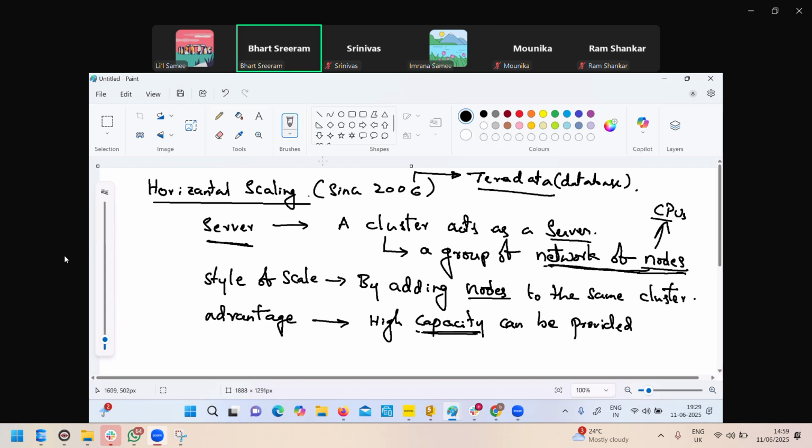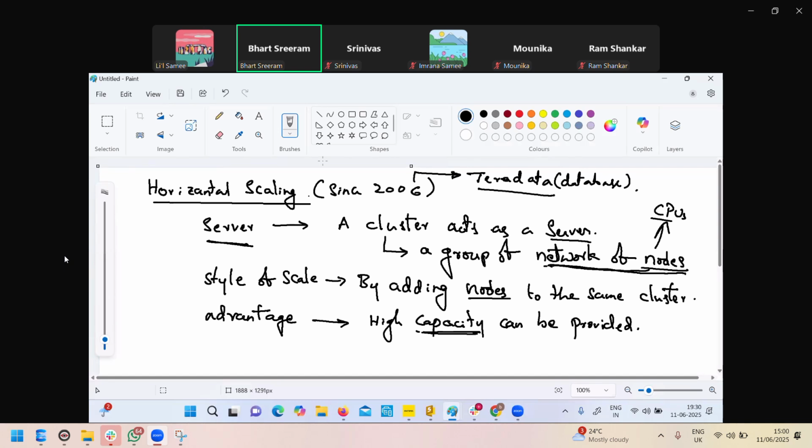High capacity can be provided. Can you recommend this for big data? Suppose the business requirement is that per year I'm getting 100 terabytes of data for my business. What do you recommend? Can you store 100 terabytes of data in your laptop? No, sir, because that is vertical scaling. So 100 terabytes is a huge volume. Nowadays organizations are getting terabytes of data per day, not per year.